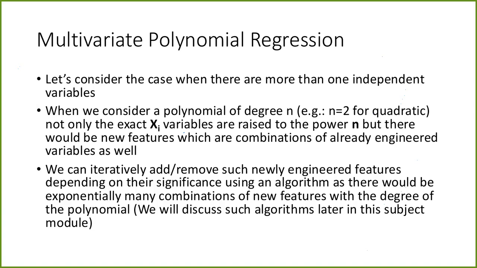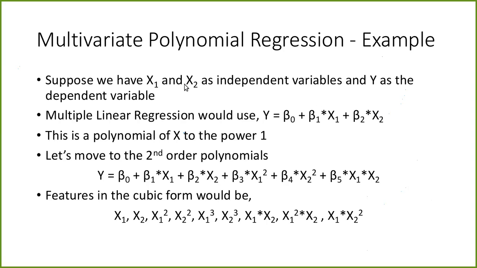Your computing power would not be sufficient, and your memory would not be sufficient to calculate these things when you have a higher number of variables, right? So this is an example. Suppose you have only x1 and x2 as independent variables and y as the dependent variable. So the multiple linear regression model that you can create is something like this: y equals beta 0 plus beta 1 x1 plus beta 2 x2, right? This is the multiple linear regression problem, with x1 to the power 1, x2 to the power 1.